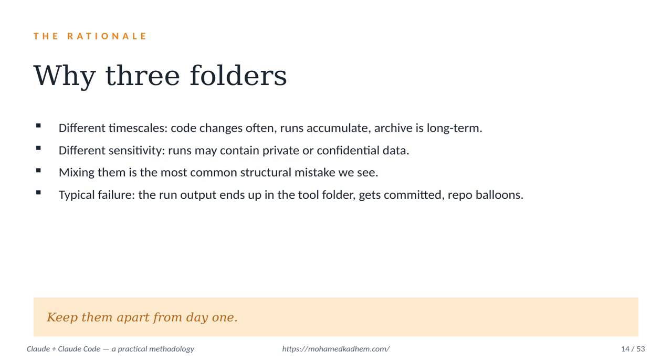The reason for this separation is simple. These 3 things evolve on different timescales and have different sensitivity. The code changes often and lives under version control. The runs contain data that may be large, private, or confidential. They should never be committed. The archive is your project's long-term memory, valuable but separate. Mixing them is the most common structural mistake we see. Typically, the run output folder ends up inside the tool folder, gets committed by accident, and 6 months later, the repository is bloated with 10 gigabytes of generated files. Keep them apart from day one.